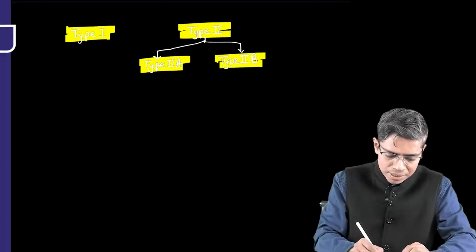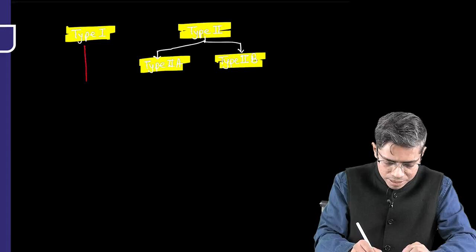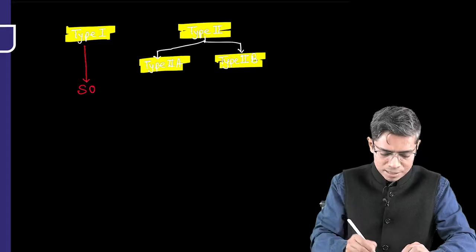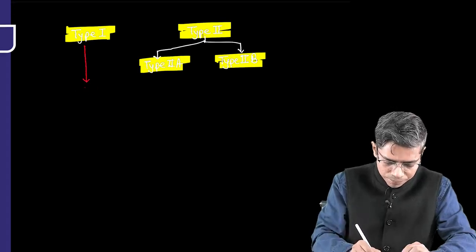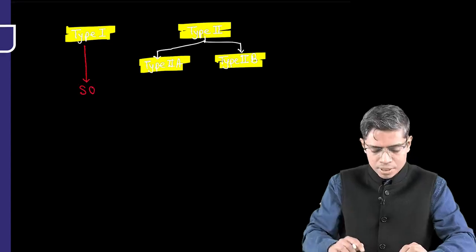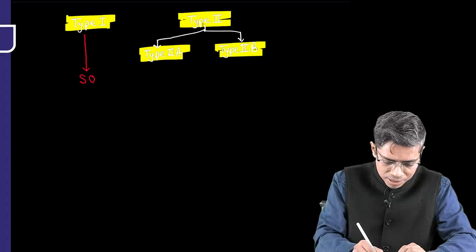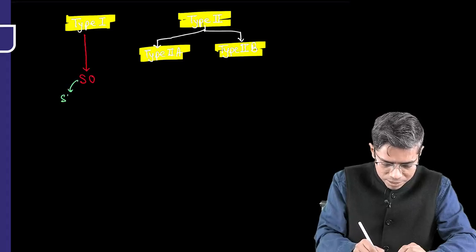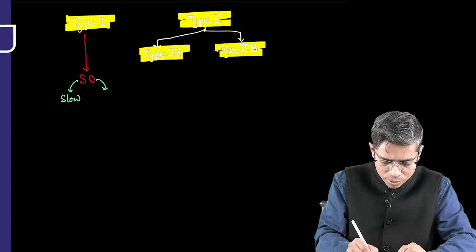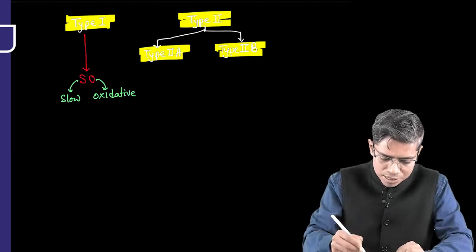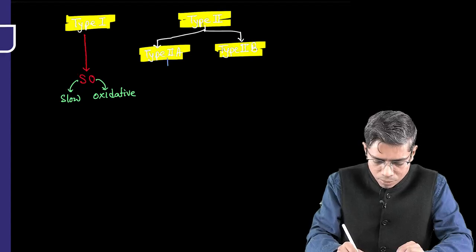Now you remember type 1 is known as SO type of muscle fiber. I'll tell you what is the meaning of SO. S stands for slow, so this muscle fiber is slow. S for slow and O for oxidative fiber.